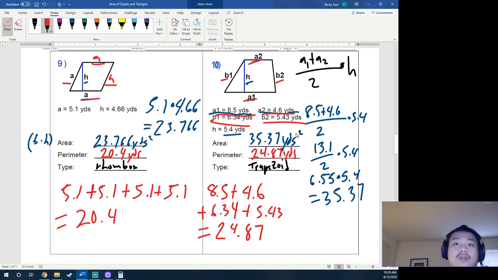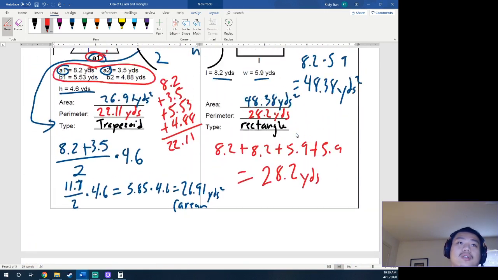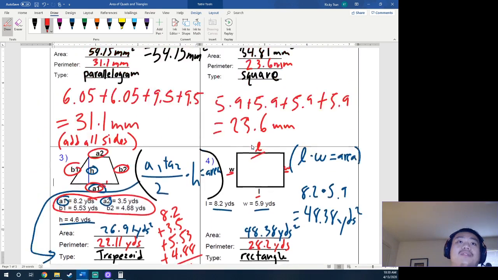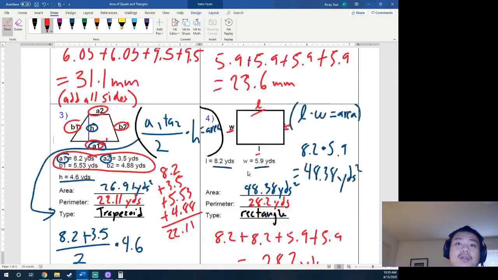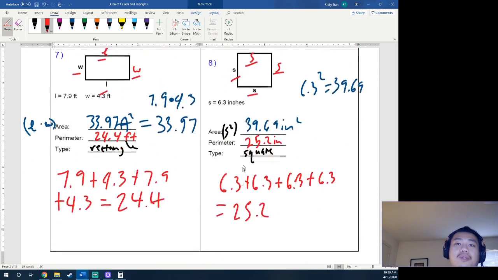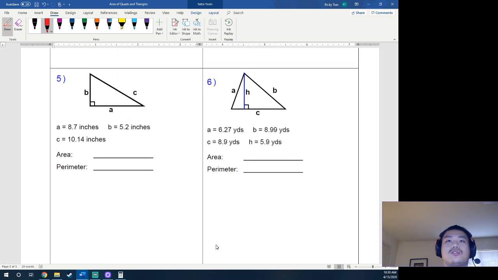24.87. All right, so that's all the quadrilaterals that we're going to be going over. So we went over five different ones: parallelogram, square, rectangle, trapezoid, and rhombus. Okay, all right. Now we're going to go on to part two, which is triangles. We're going to do 6 triangle problems.